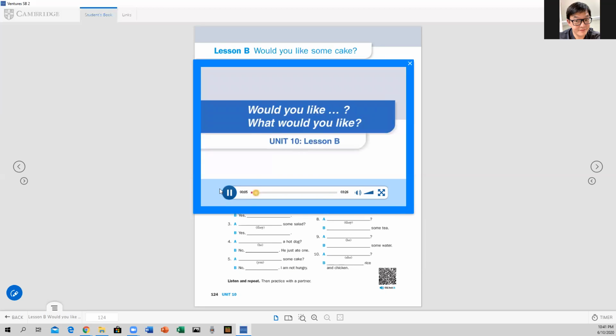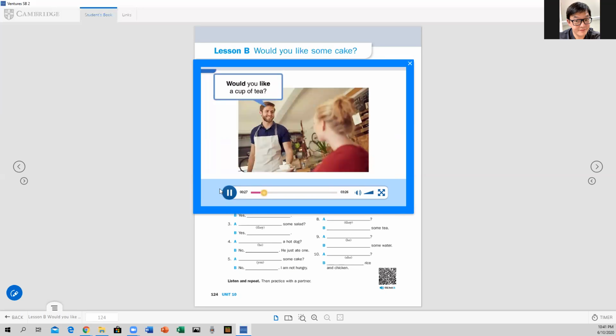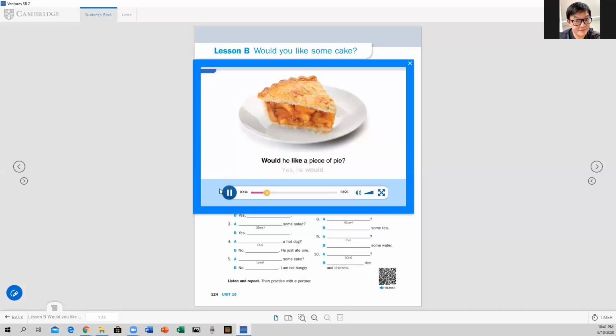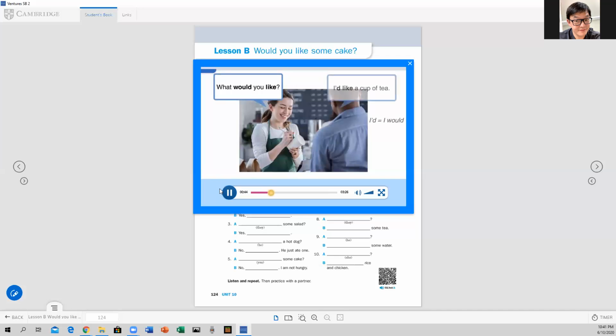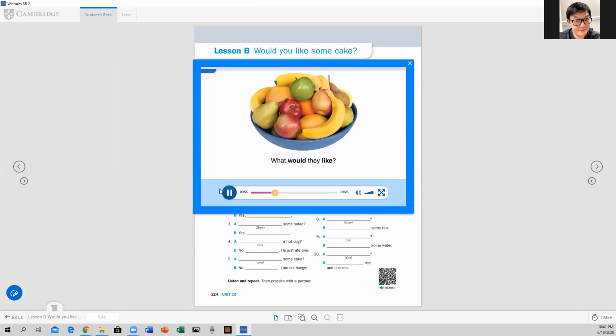What would you like? Unit 10, lesson B. Would you like some cake? Watch and listen. Grammar rule. Use would you like to offer something to someone in the present or future. Would you like a cup of tea? No, thank you. Would he like a piece of pie? Yes, he would. Would they like some fruit? Yes, they would. What would you like? I'd like a cup of tea. What would she like? She'd like a piece of pie. What would they like? They'd like some fruit.